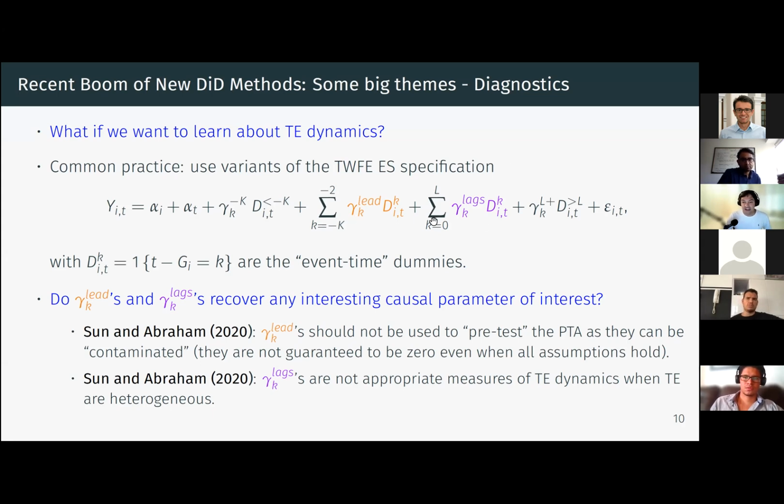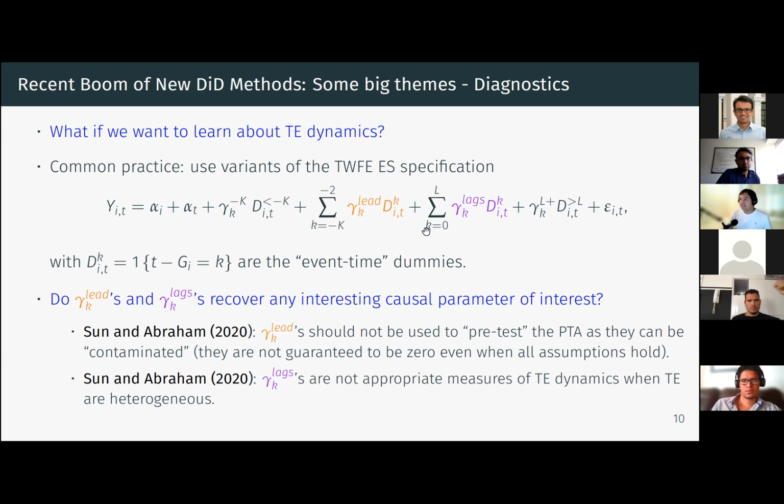Same thing is true for the lags. We should be very careful interpreting lags here because they are not appropriate measures of treatment effect dynamics when treatment effects are heterogeneous. They also have this kind of negative weighting issue on the lags. So Sun and Abraham is also a quote unquote negative message that two-way fixed effects is not so cool. Make sense? And again, if you interact these event dummies with cohorts, many of these problems are going to go away. This is all about this particular type of specification when you don't have many interactions.